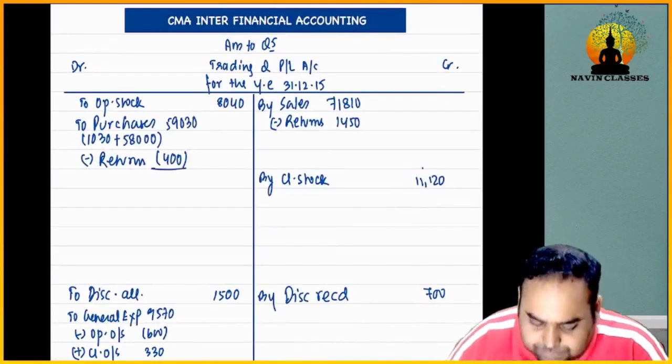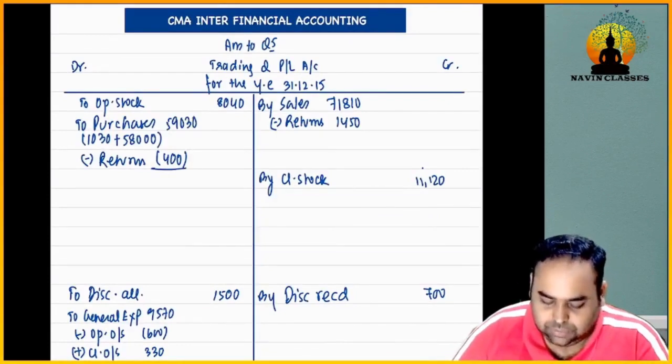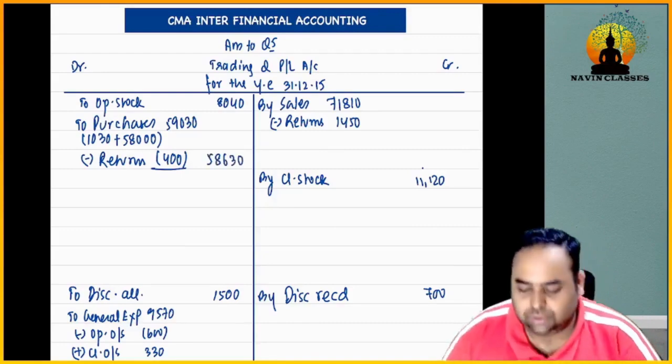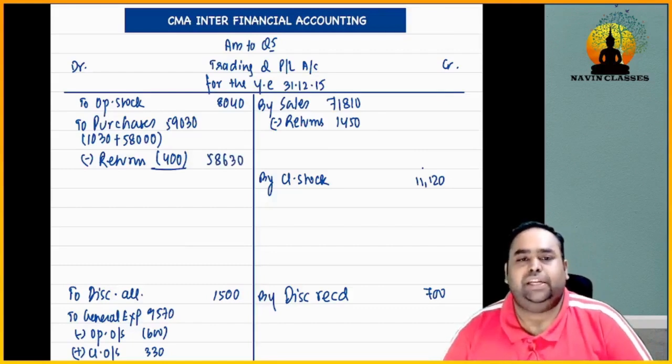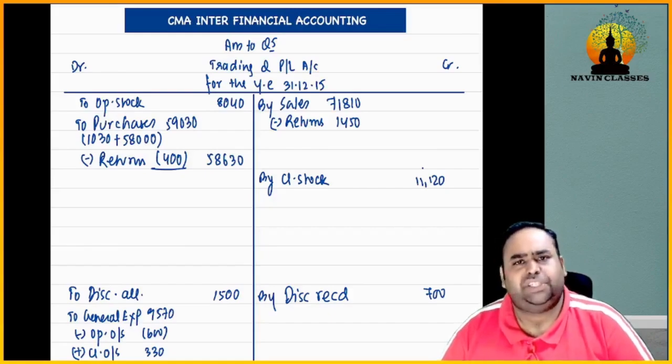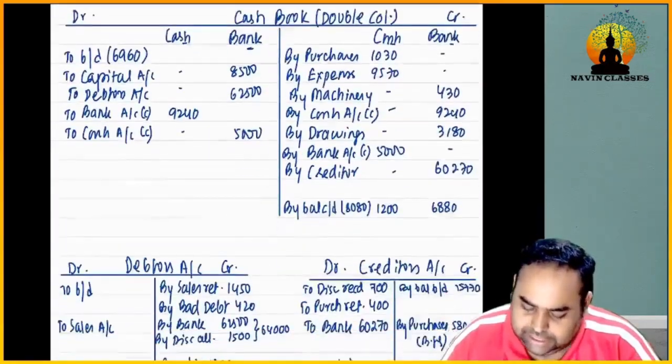59,030 minus 400, 58,630. Purchases are completed. Debtor will still not close.